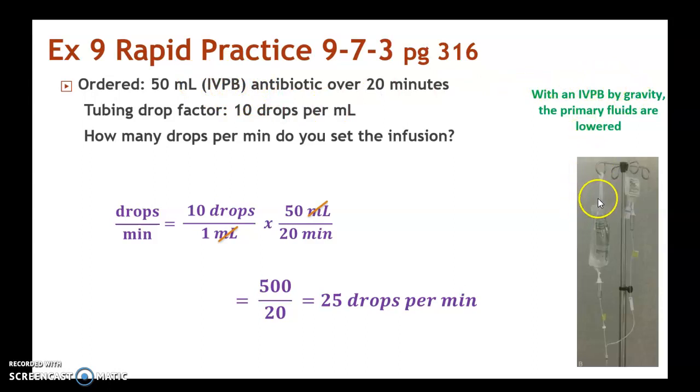your primary bag gets lowered down, okay, and your little piggyback bag gets to be up towards the top, okay. That just helps the gravity flow a little bit easier. Things that are higher up get pulled quicker.